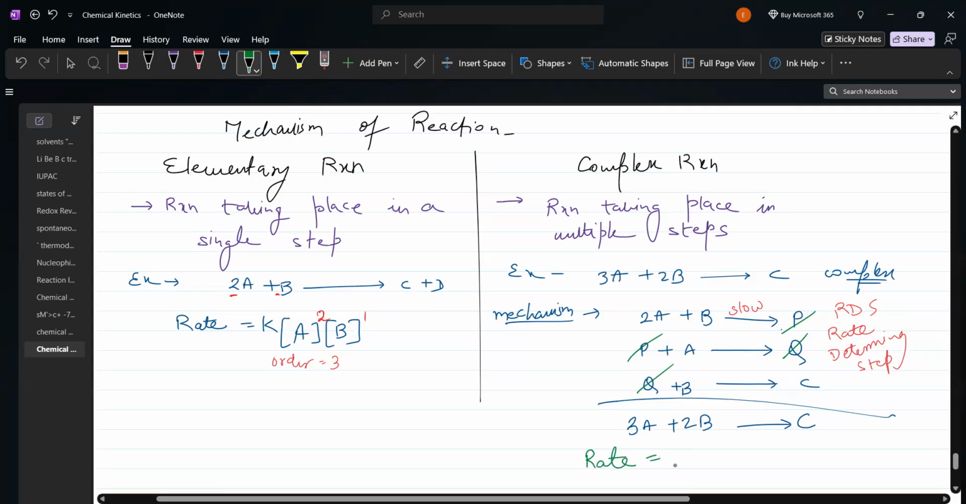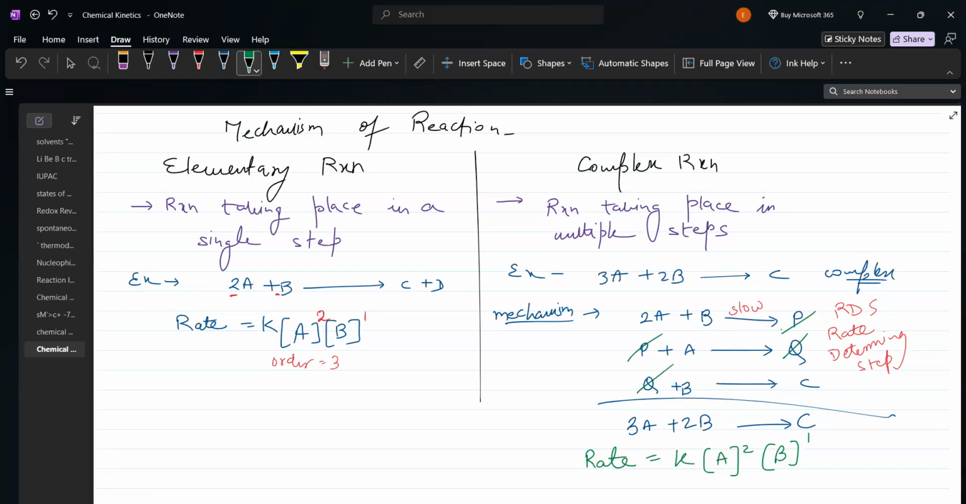So the rate of reaction will be K times A, which is squared, and we have B here, which can be written as power 1. Okay, understood? This can be written just by seeing the slowest step in the complex reaction. Got it?